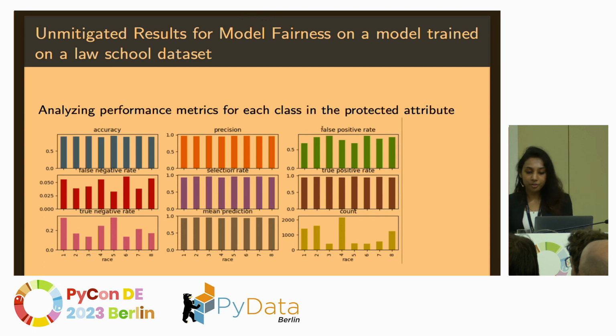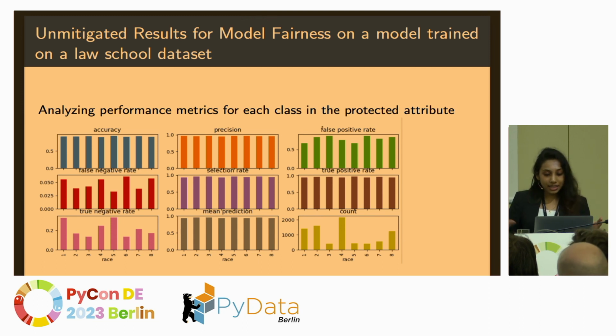Now analyzing the performance metrics for each and every class of this protected attribute. They're all bar charts, with 8 bars representing each one of the races from 1 to 8. Let's consider the first blue graph for accuracy. For this particular model, the accuracy for every single race is above 0.5. So it has pretty good accuracy for each and every race in my case. But it might not be the case in your case. Maybe the accuracy might be low for a particular race. You'll be able to identify that from this.